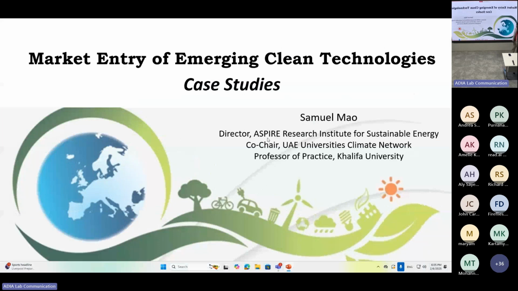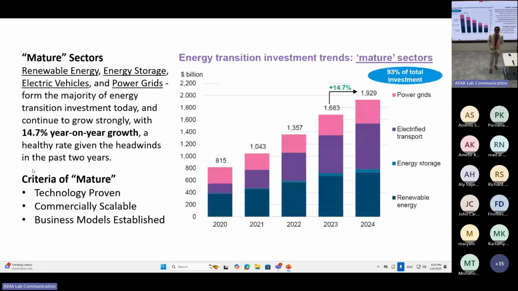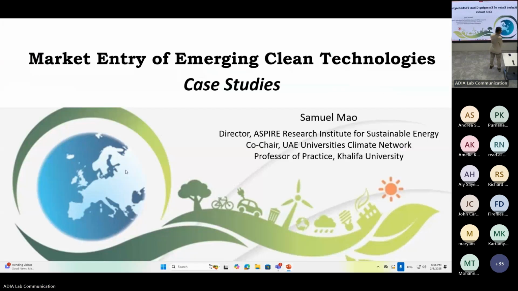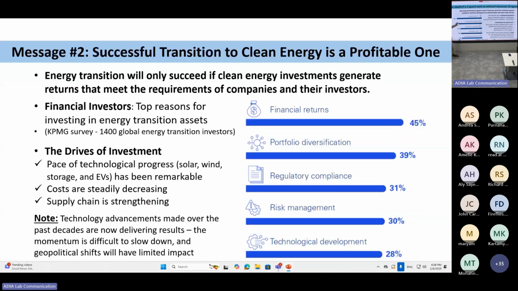We have seen the great predictions of Professor Farmer. Let's see first, what is the current status of investment in energy transition? My first slide here. Yes, this is the one.